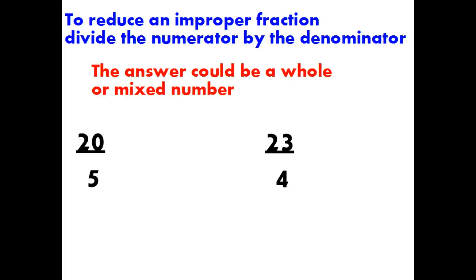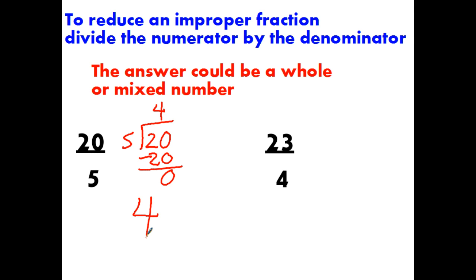Today we're going to work on changing an improper fraction to a mixed number. So when I do this, what I'm really saying is 20/5 is the same as 20 divided by 5. So I'm just going to take my problem and go 20 divided by 5. How many 5s in 20? 4 of them. 4 times 5 is 20. There's no remainder. So 20/5 just equals 4.